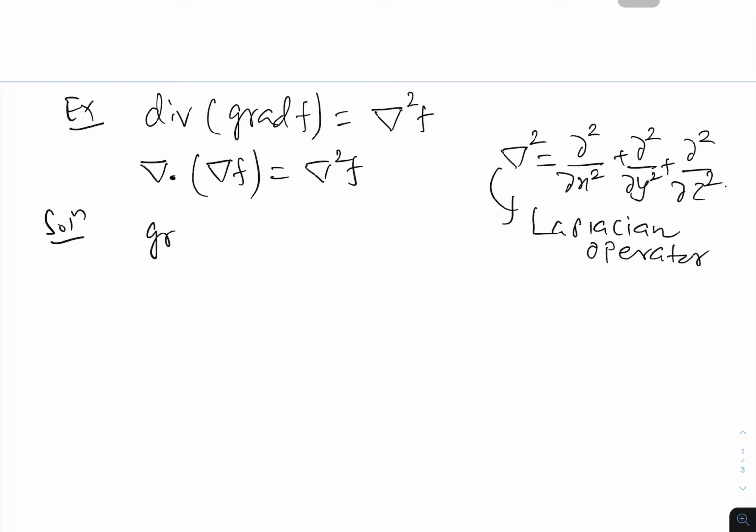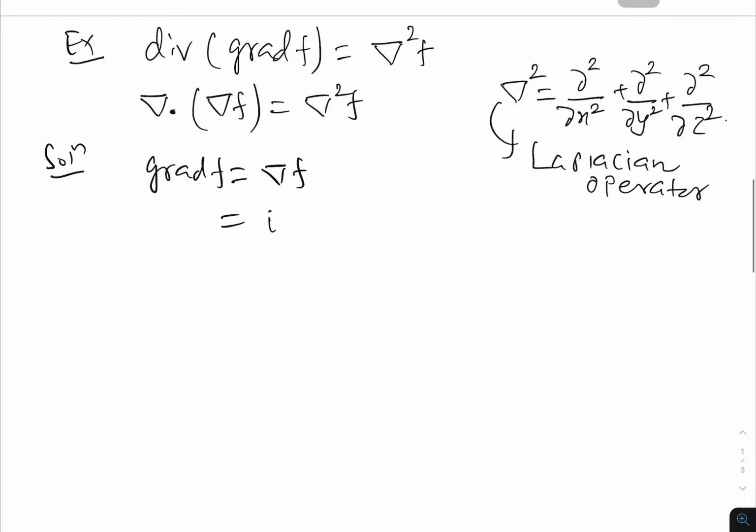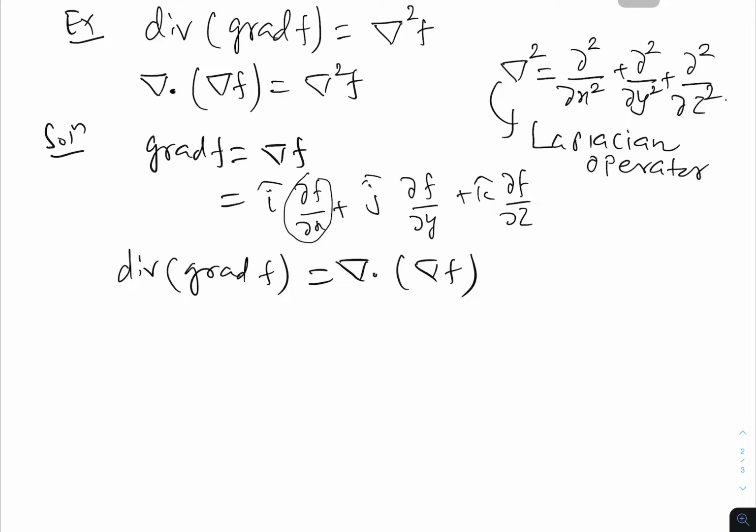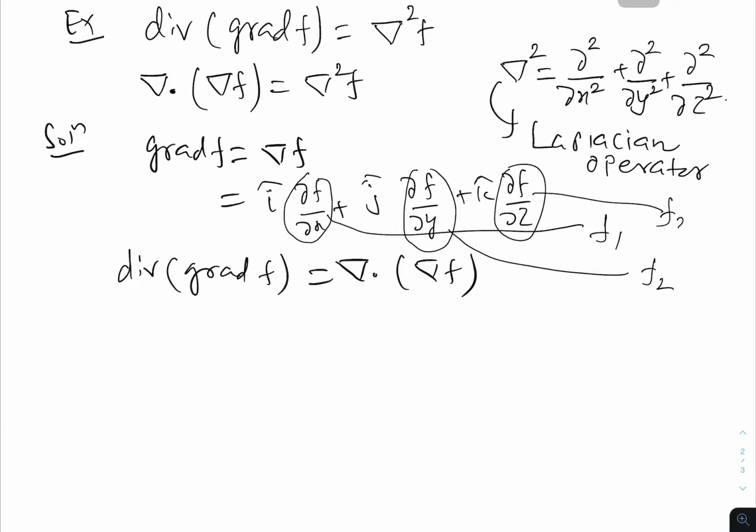So first of all, gradient of f, so that is del f, and we know that is i del f by del x plus j del f by del y plus k del f by del z. So this is gradient of f. Now we want divergence of gradient of f, or you can say del dot del f. Now we know how to find divergence. So this is the first component, we call it say f1. This is second component f2, and this one is third component f3.